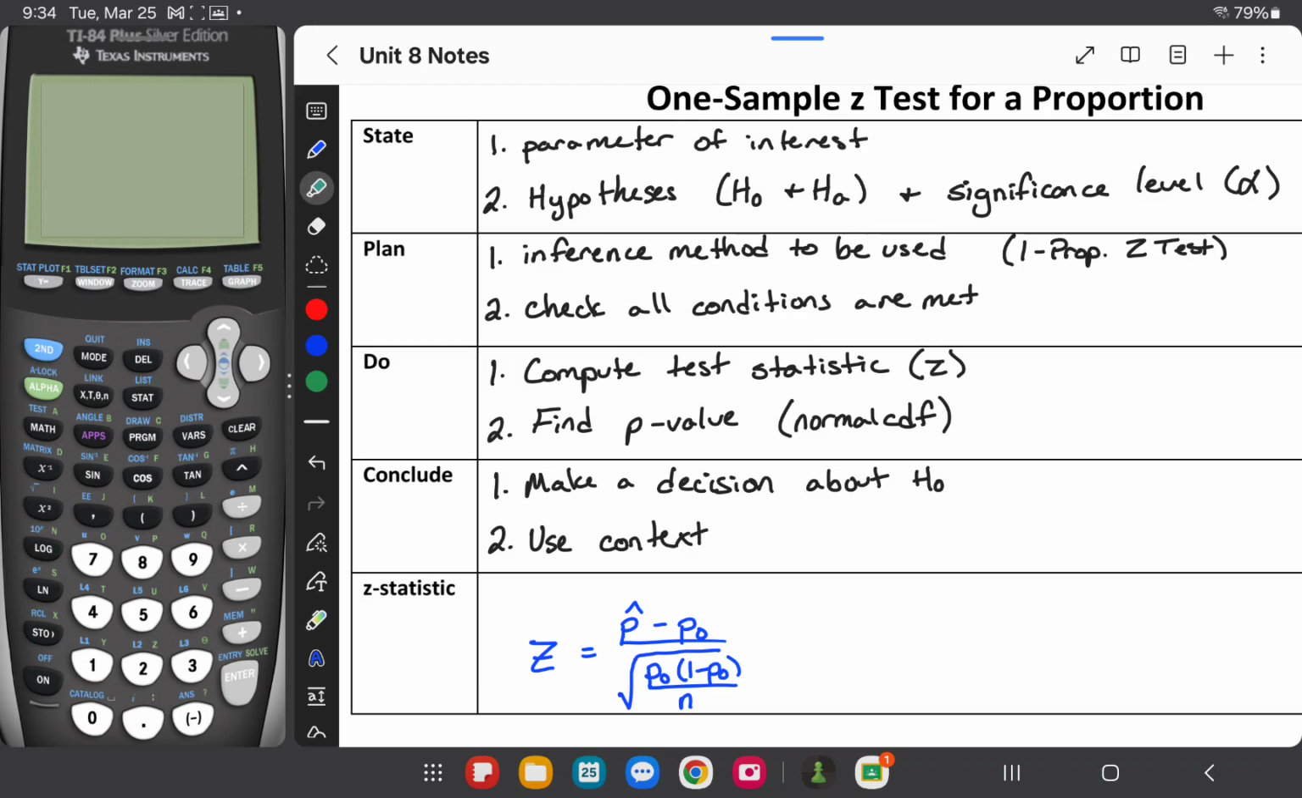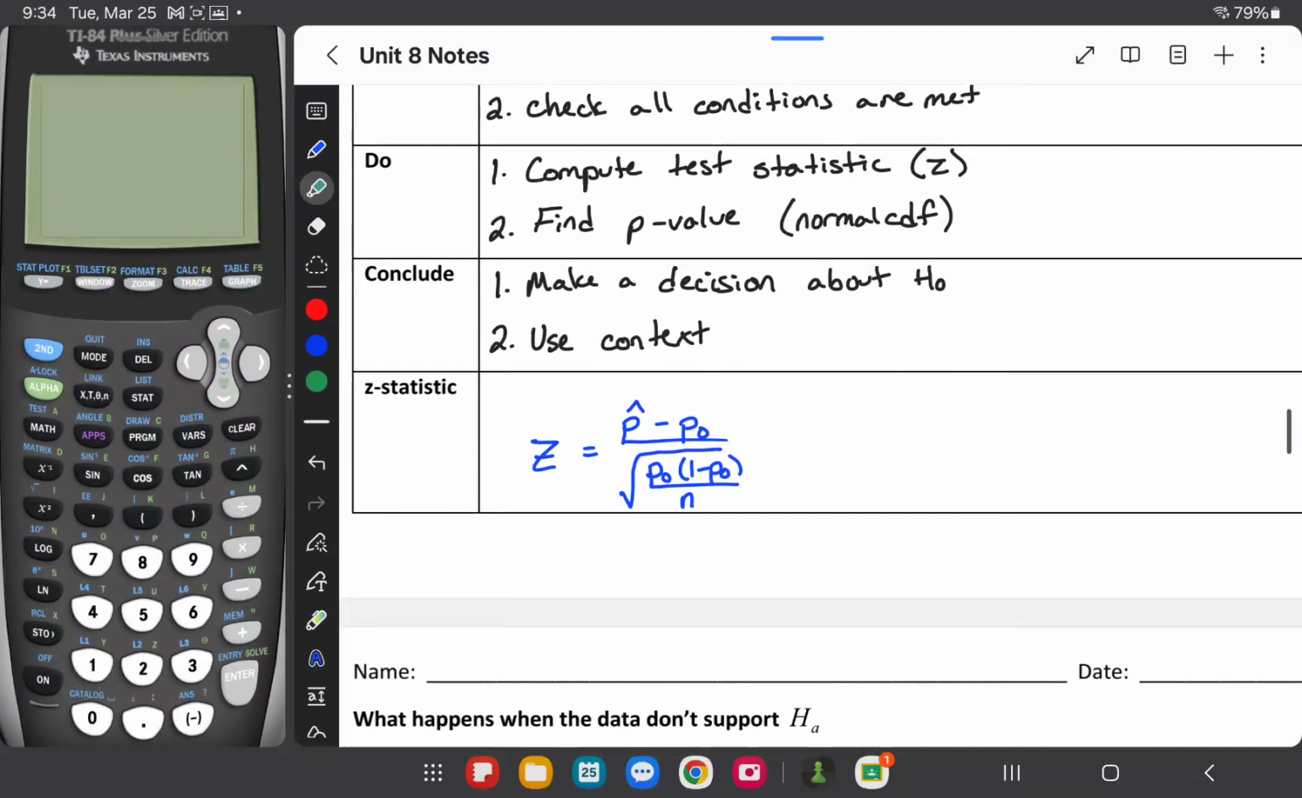In our conclusion, we're going to make a conclusion about our null hypothesis first, whether we reject or fail to reject, and then make sure we do that in context second. So there are the 8 things that you need to do for each of these problems for a one proportion z test. Last but not least, let's talk about how to find that test statistic z.